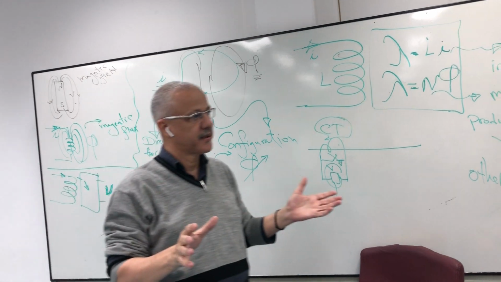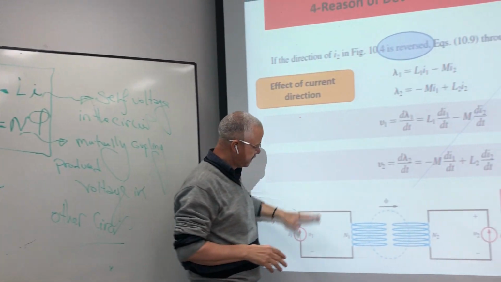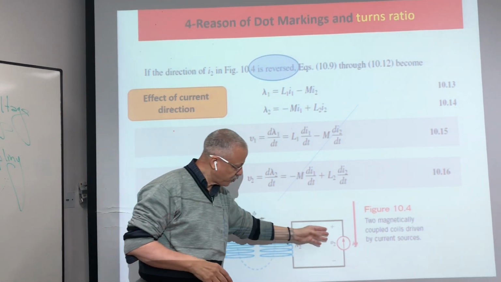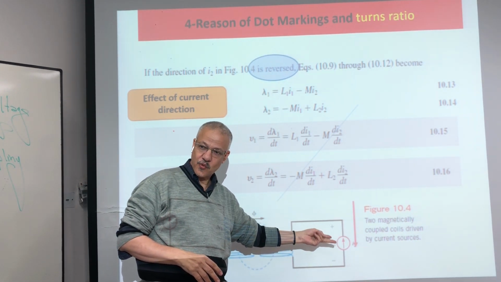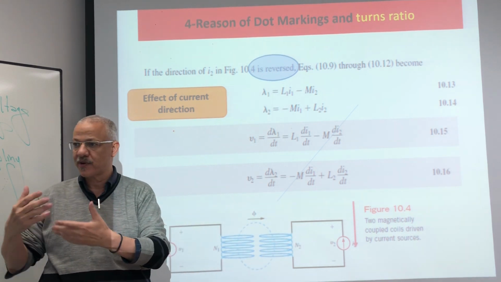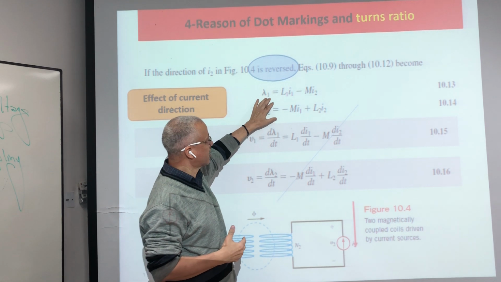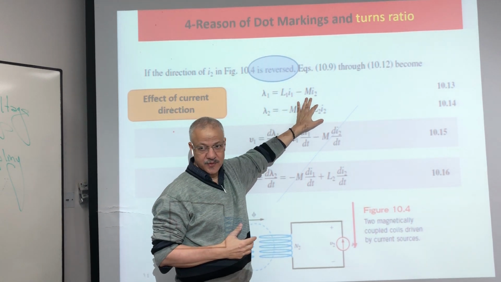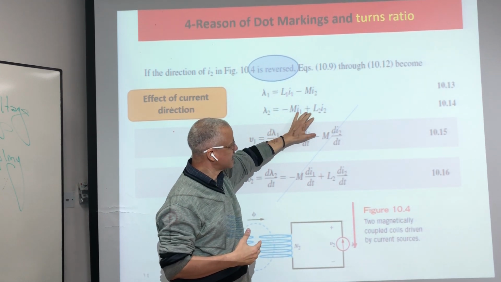So here simply, the effect of current direction. This is the first circuit, and the second circuit, if we reverse the current. If you reverse the current, what's the case of the flux? The flux will change. So in such a case, we can put lambda 1 equal L1 I1 minus M I2, and lambda 2 equal minus M I1 plus L2 I2.